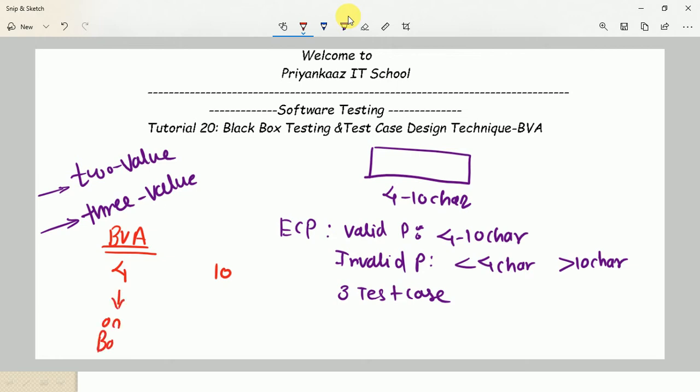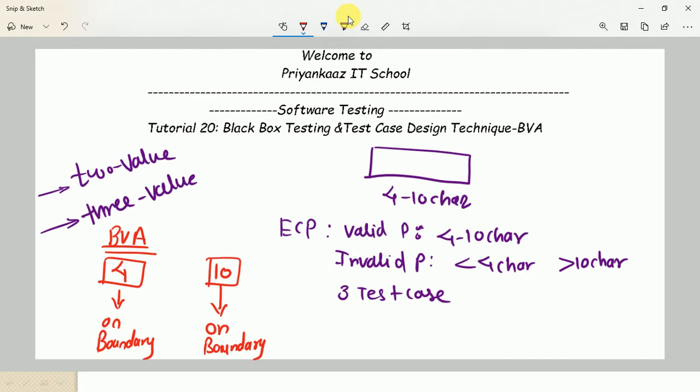This is called on boundary value. Now 10 is also a valid boundary, and this is also called an on boundary value. Many systems have a tendency to fail on boundaries, so boundary values also we need to consider in our test case writing, right? And that is the reason for 4 characters you need to prepare a separate test case, and for entering 10 characters, you need to prepare a separate test case.